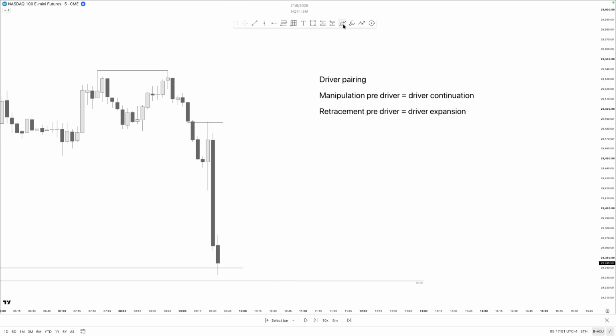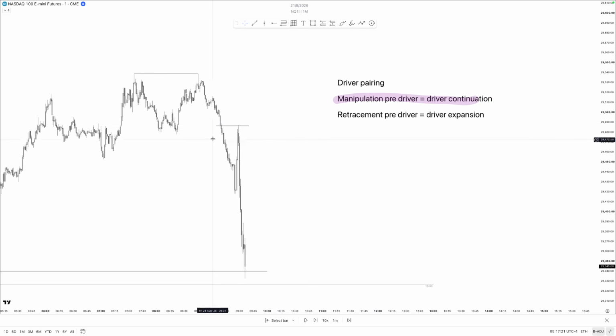So this is number one, okay, which we've already established on the higher time frame. Confirmed high of day before driver means expansion. This is a protected swing. And then number two, we have retracement pre-driver equals driver expansion. So aligning that 1 minute OTE with this logic right here. Okay, so that's our 1 minute gap fill.